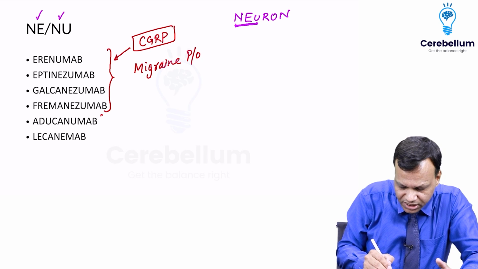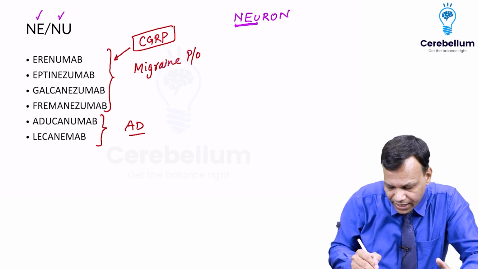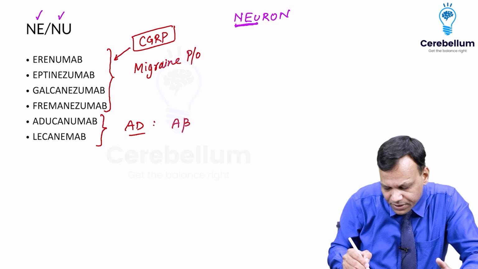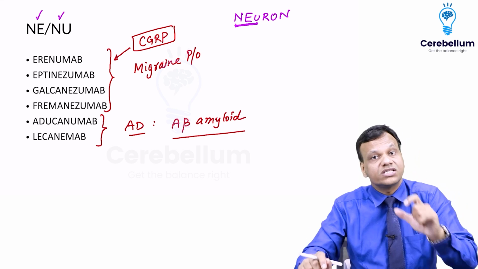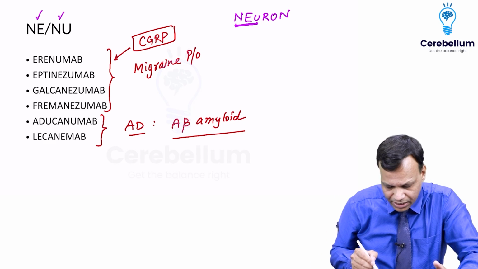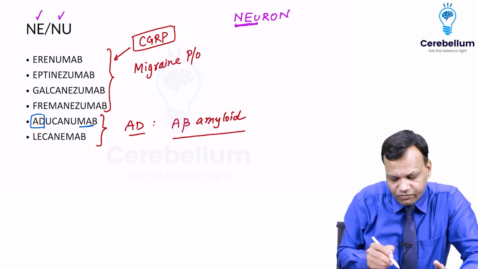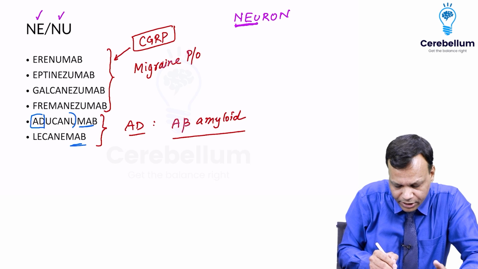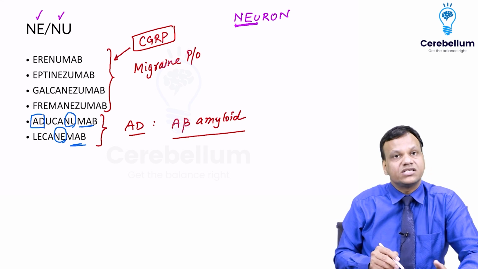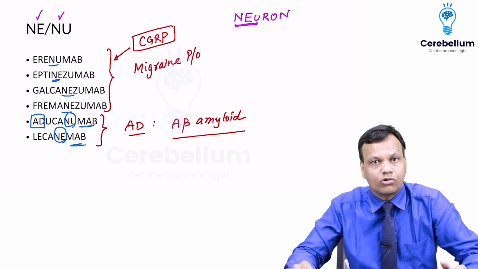Whereas the last two, which are the new drugs, are for Alzheimer's disease. They are monoclonal antibodies against A beta amyloid, which is deposited in the cholinergic neurons in the brain. So these are monoclonal antibodies against Alzheimer's disease. And you can remember aducanumab, the name says it is for Alzheimer's disease. They contain Nu or Ne, meaning neurons. So Ne or Nu tell about neurons.